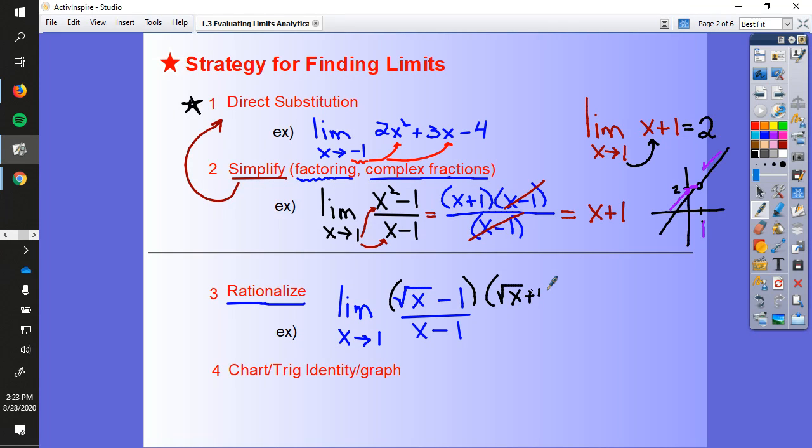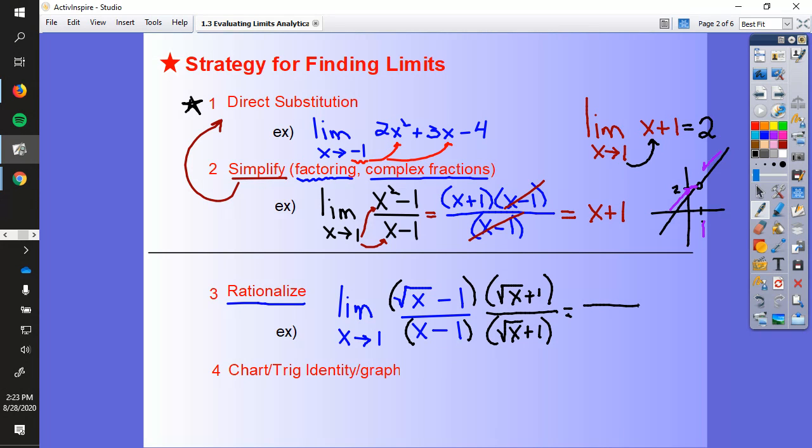Whatever you do to the top, you have to do to the bottom. So we're going to multiply the top and bottom by that conjugate. Now, the best way to do this is don't try to simplify the bottom. First off, the bottom, this whole thing is a quantity, so x minus 1, so keep that in the bubble.